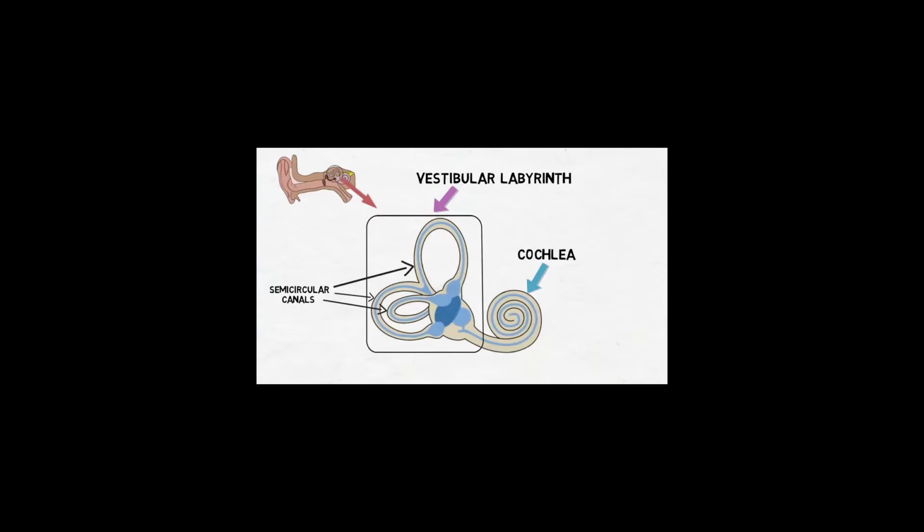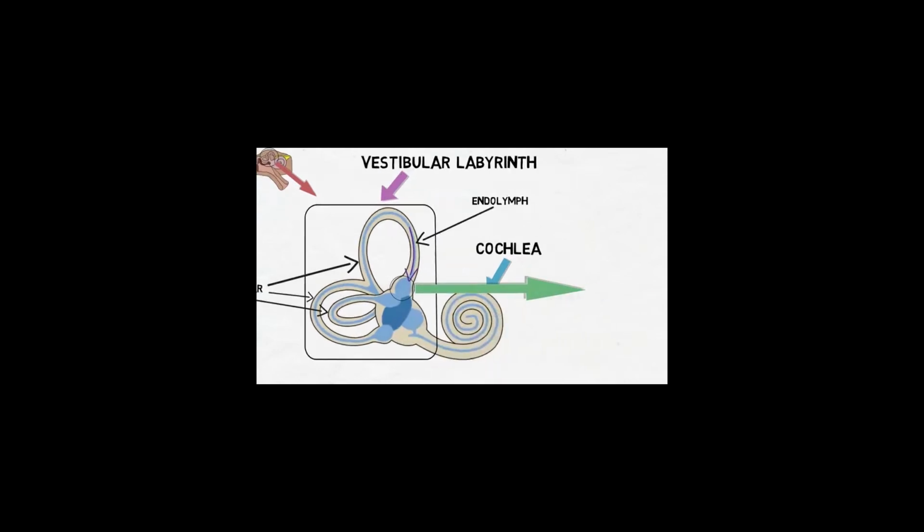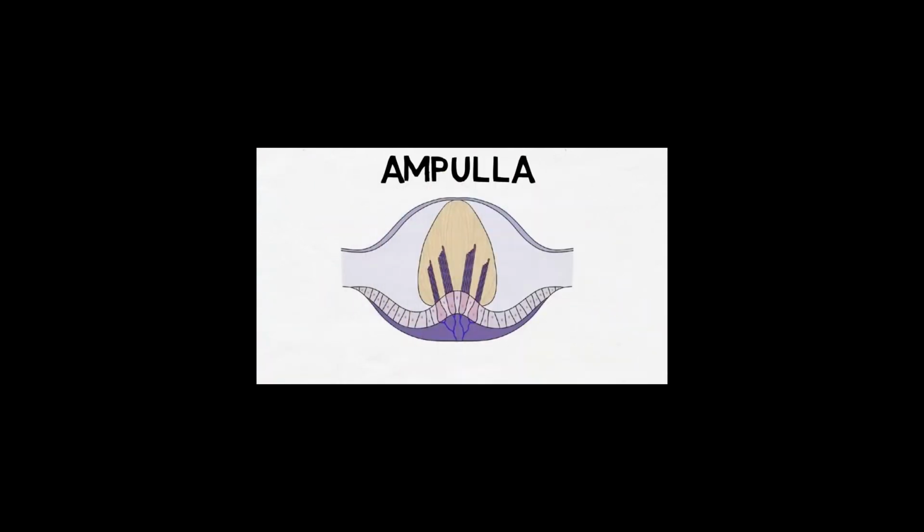The semicircular canals are filled with a fluid called endolymph. When the head is rotated, it causes the movement of endolymph through the canal that corresponds to the plane of movement. The endolymph flows into an expansion of the canal called the ampulla, within which there are hair cells, the sensory receptors of the vestibular system.